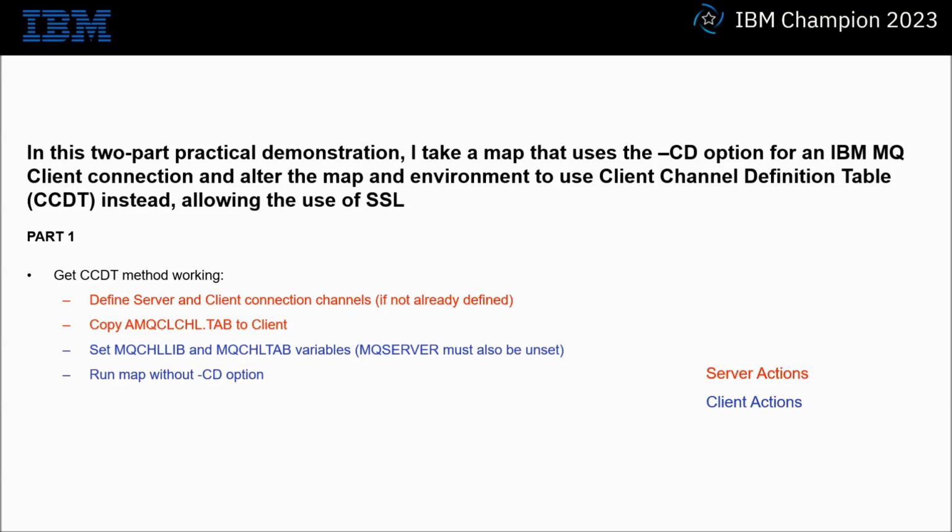Server actions are shown in red, client actions are shown in blue. First, I define the server and client connection channels, if not already defined. Then I copy the AMQCLCHL.TAB file to the client. Then on the client, I set the MQCHLLIB and MQCHLTAB variables. MQSERVER must also be unset. Then I run the map without the -cd option, and it will still connect.